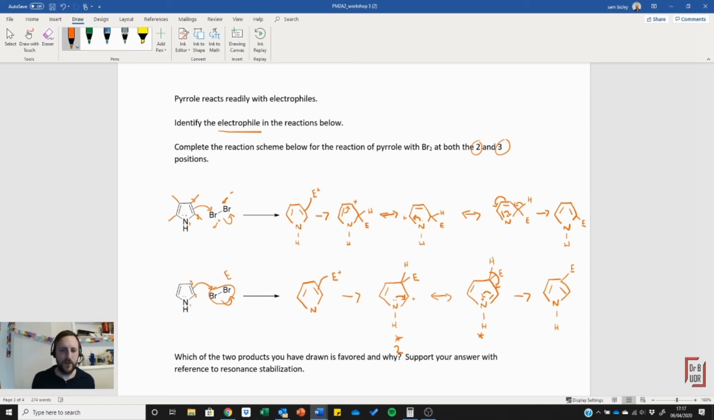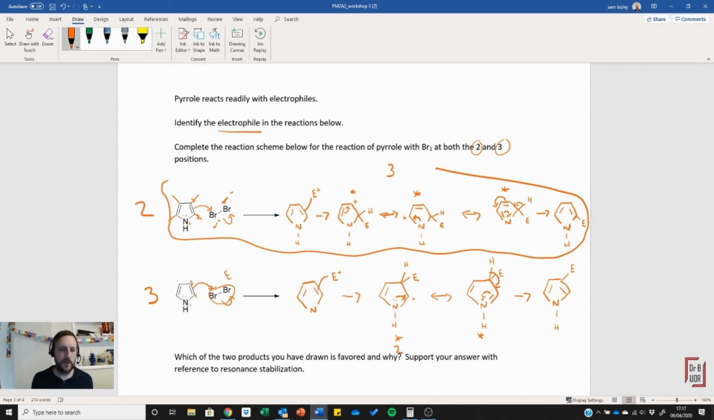So if we look at how many resonance structures we have, remember down below we had 2, whereas now we have 1, 2, 3. So we have 3 resonance structures when the attack is at position 2, and only 2 when it's attacked at position 3, just to make things confusing. So this would be favoured because it has that extra stability via those resonance structures, and so is more likely to form.